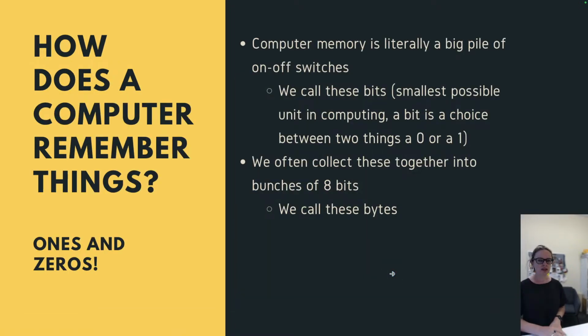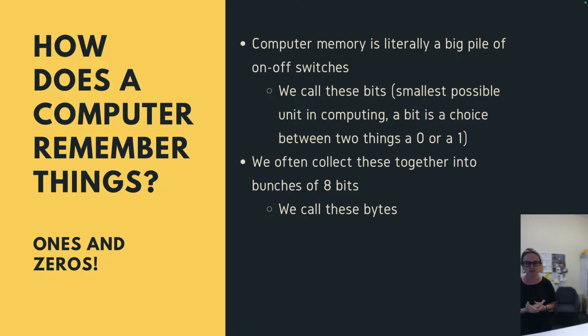Okay, so how does a computer remember things? Okay, ones and zeros. So it's basically a big pile of on and off switches, not stitches. I hope the computer doesn't have any stitches, but it does have switches. So a big pile of on and off switches, and we call these switches little bits, and it's the smallest possible unit in computing. So a bit is basically a choice between 1 and 0.